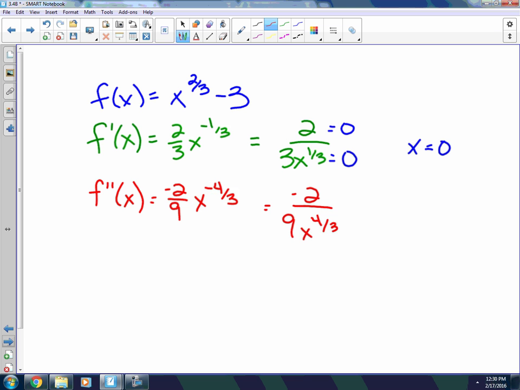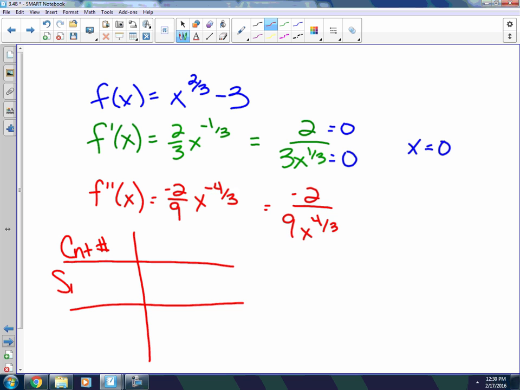Now let's create our chart. It only has one critical number. So we're going to have critical number, sign of second derivative, and extrema. That's why you want to make sure you know the titles for all of your tests, because I'll be looking at those, because there are 3 different tests. You need to know what each of them are for each of those 3. x equals 0 is our critical number.